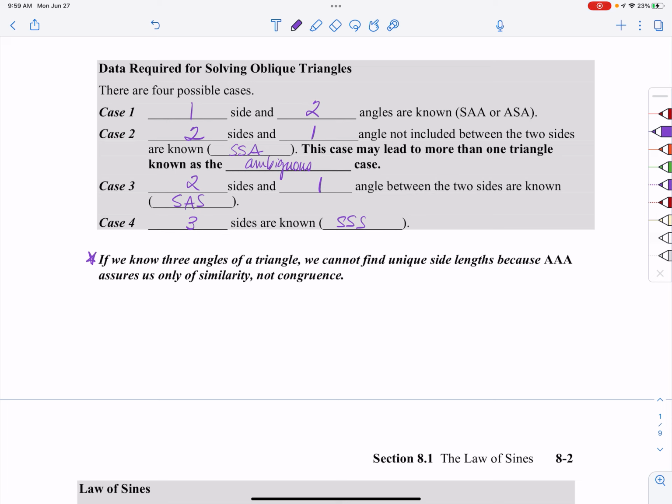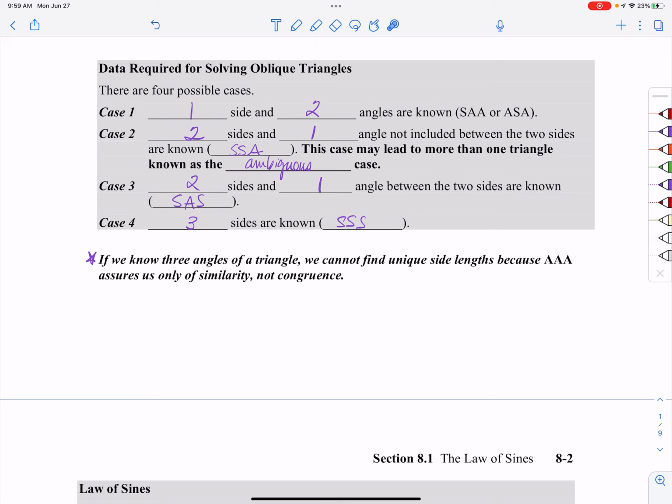There's going to be four possible cases for solving obliques. Case number one is where we have two angles and one side known. Now, my side might be not between the two angles, or my side might be between my two angles. Either way, I have two angles and one side that I know. I can solve this particular oblique triangle.